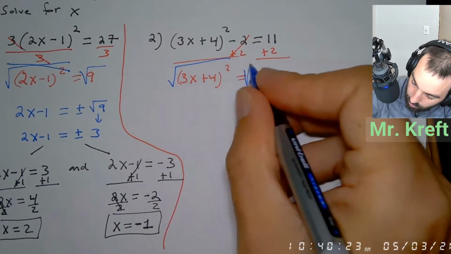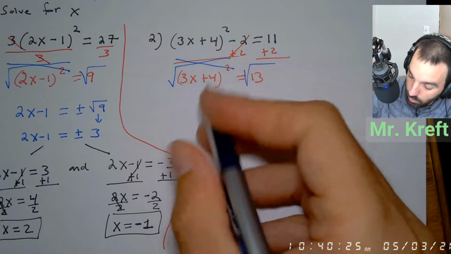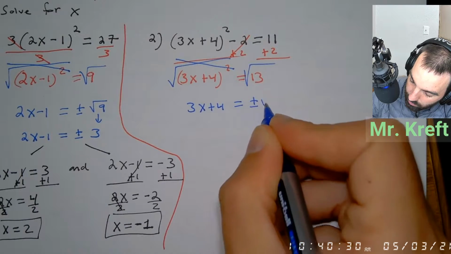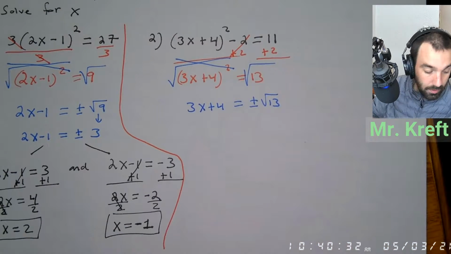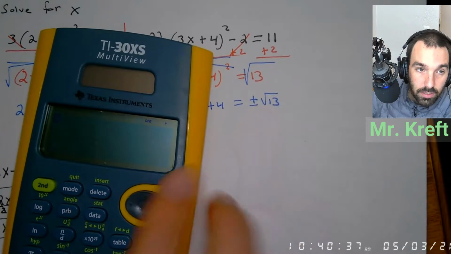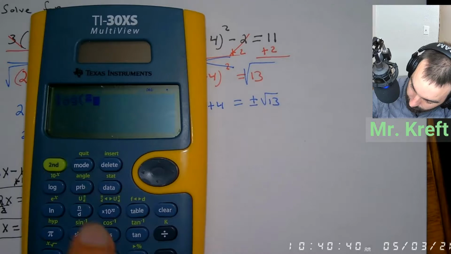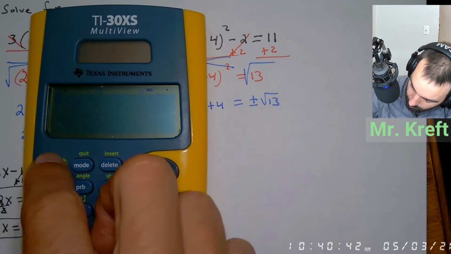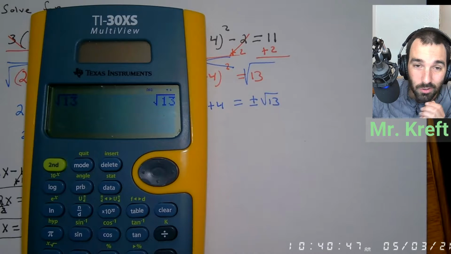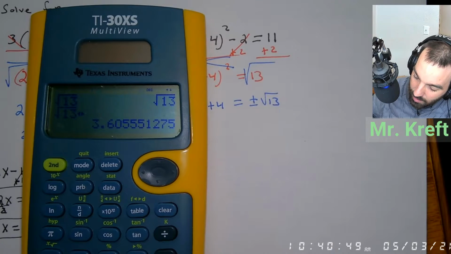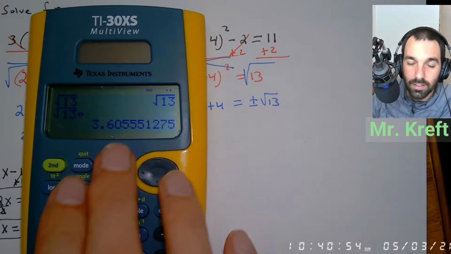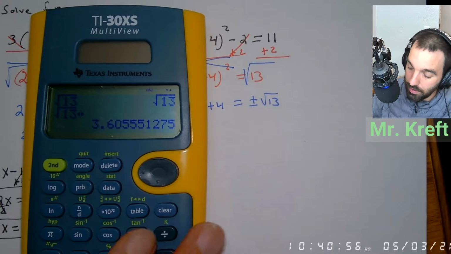Whenever I square root a squared, those go away. I'm going to be left with 3x plus 4, and then we have to remember to do plus or minus square root of 13. Now, if you check your calculator on this, and we're going to be doing more with this today, if you get square root 13 and you hit enter, my calculator doesn't even tell me. It's just this ugly decimal. So square root of 13, when my calculator does that, it means that it's not a whole number.